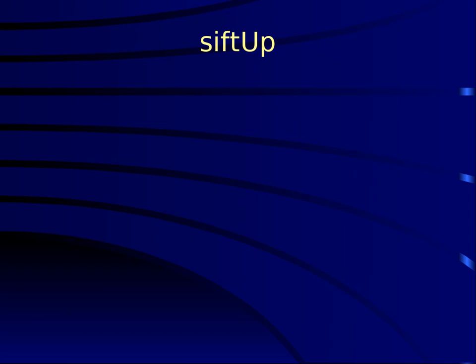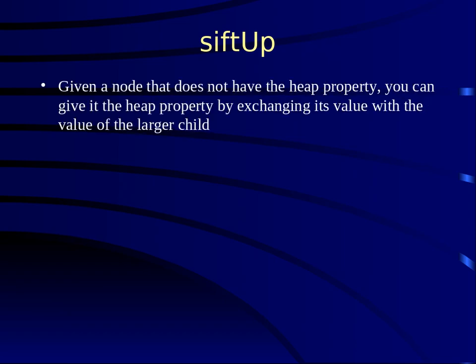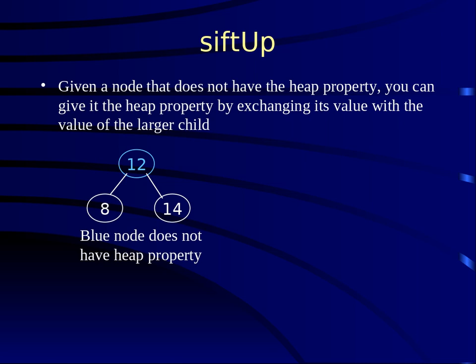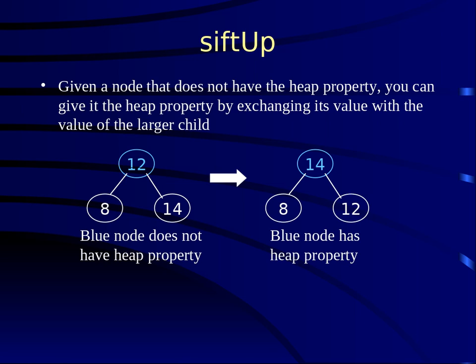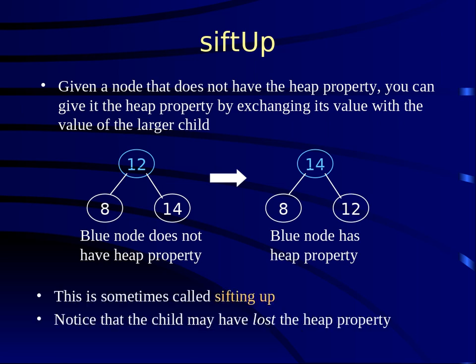Sifting up. If we want to add something, we need to be able to sift up. Given a node that does not have the heap property, you can give it the heap property by exchanging its value with the value of the larger child. So, the blue node does not have the heap property, so what do we do? Move the 14 up. This is sometimes called sifting up. Notice the children may have lost the heap property.